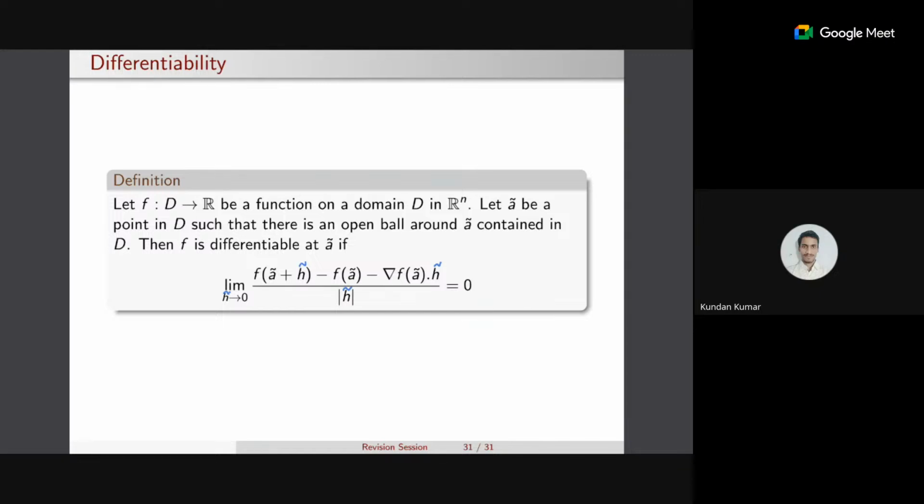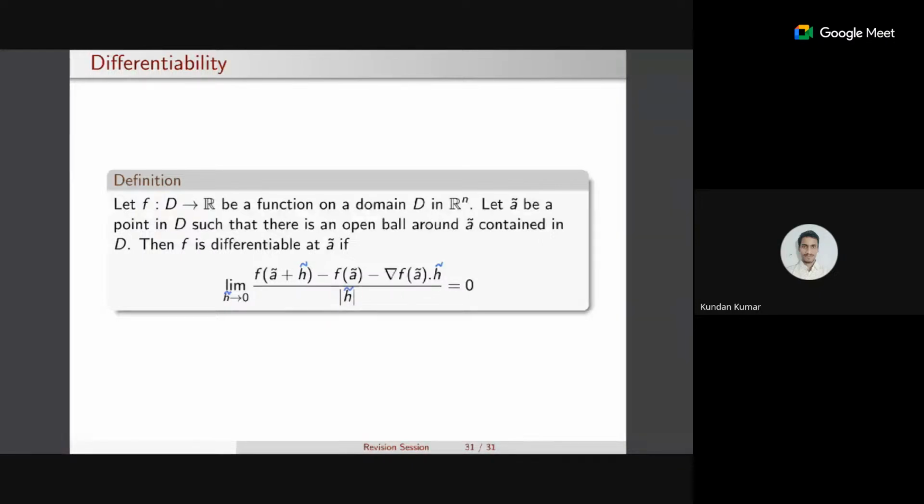We change the function value by that, and there is this extra term. Of course, to even talk about differentiability, you need the existence of the gradient or the partial derivatives. If the partial derivatives exist and this limit is equal to 0, then your function is said to be differentiable.